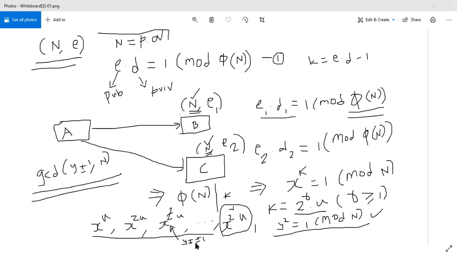In the previous segment, we showed that if we get two adjacent elements such that one element is not equal to plus or minus 1 and the next element is equal to 1, then we are done. Let's assume this element is not equal to plus or minus 1, and call this element y. All we have to do is take the GCD of y plus 1 with n, or the GCD of y minus 1 with n, and that will give us the prime factors of n, assuming the next element in the sequence is 1. That's why I said y square equal to 1 mod n.